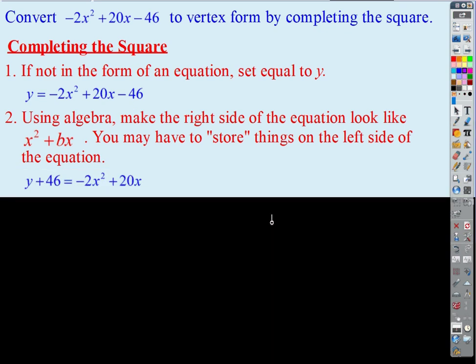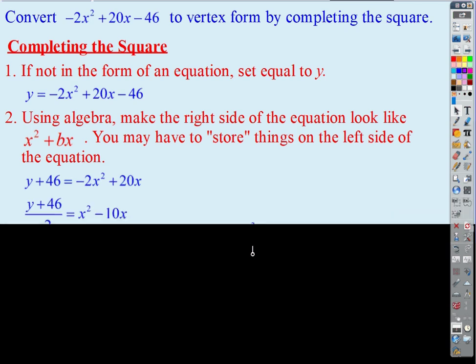Okay, what do you think? What's next? Autumn, what do you think? Divide everything by negative 2. Perfect. Divide everything by -2 because we need to have an x squared, not a -2x squared. So we'll divide both sides of the equation by -2.